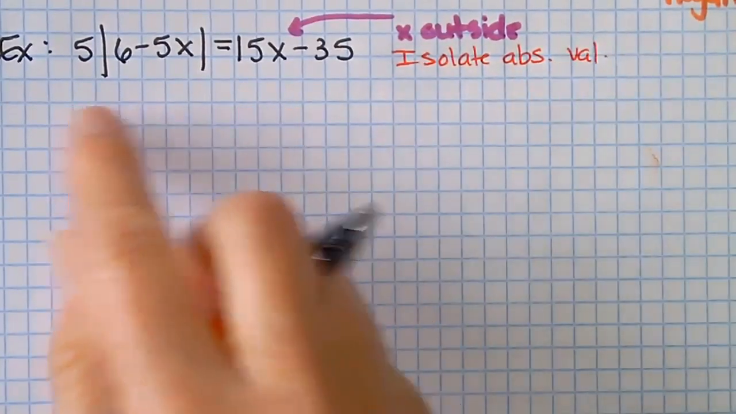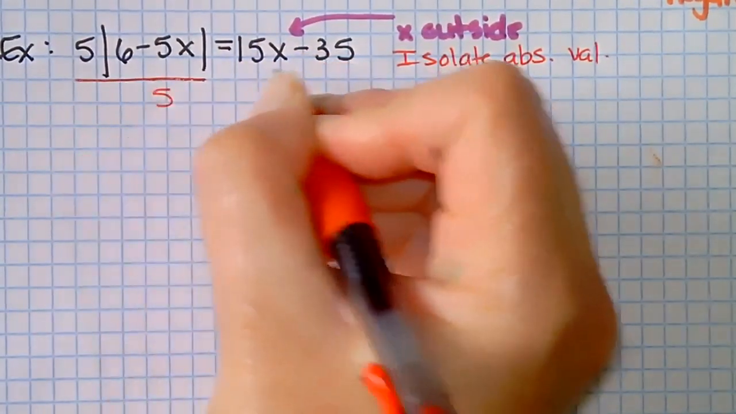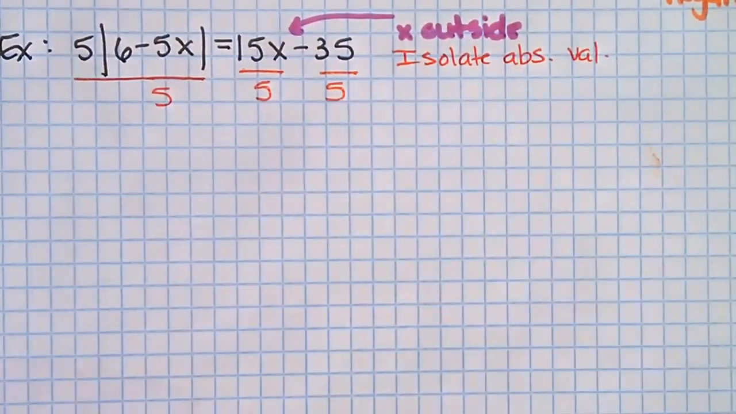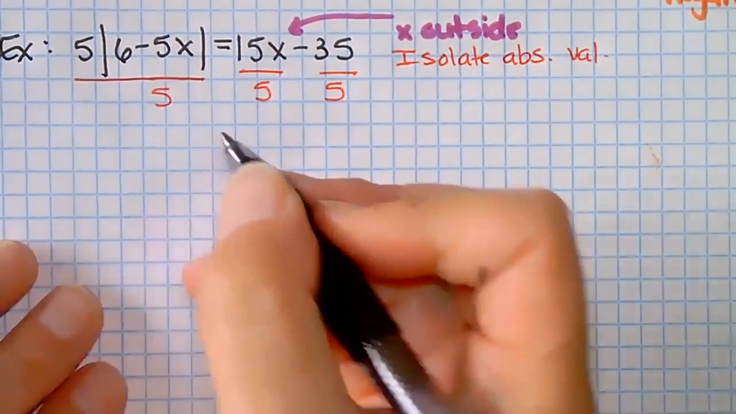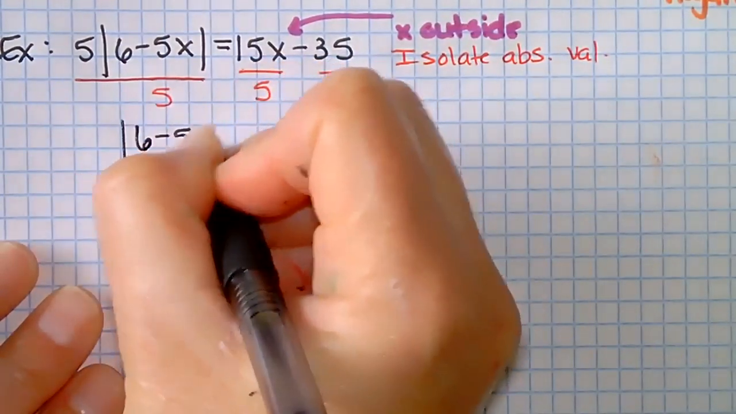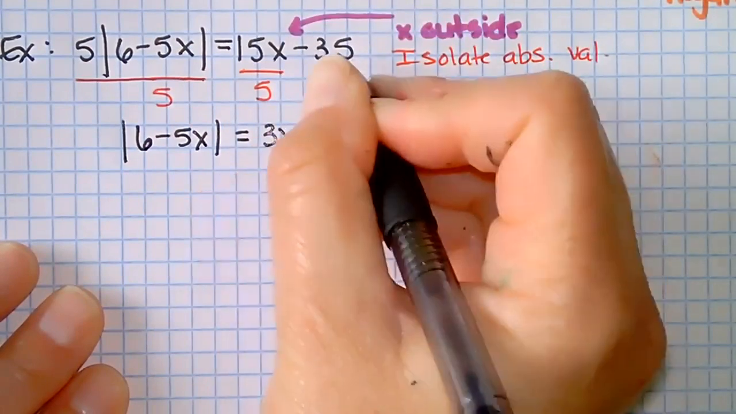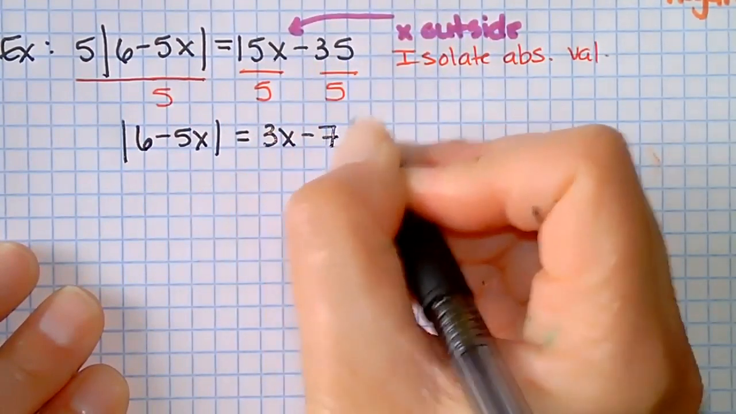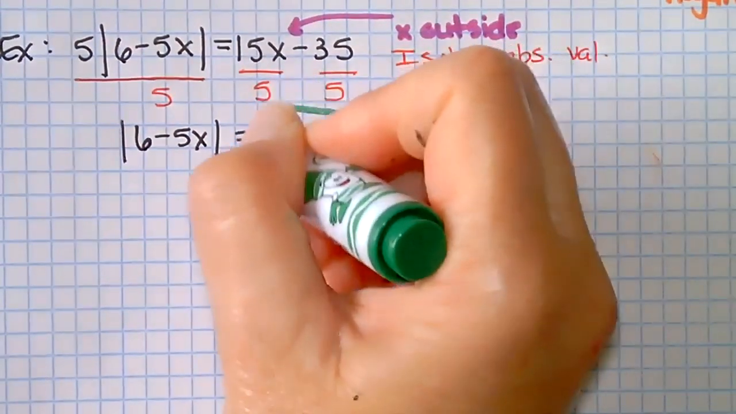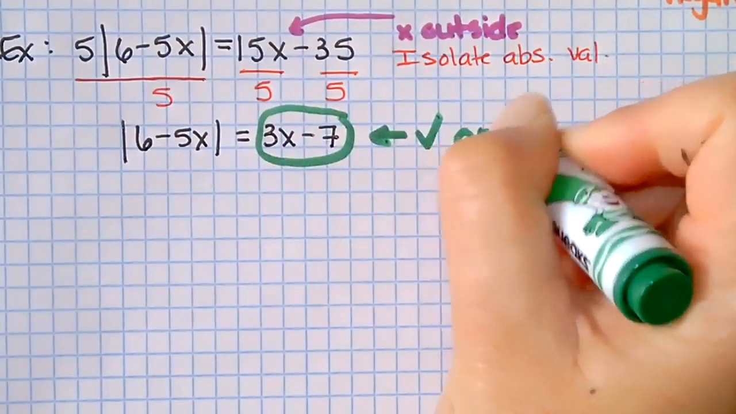Now, in this case, to isolate this absolute value, I'm going to divide this side by 5. And on this side, I'm going to divide each of them separately by 5. I think that math's a little easier, makes it a little nicer for us. Those are going to cancel out, and I have the absolute value of 6 minus 5x equals, here, I divide that, I get a 3x. Divide here, I get a minus 7. So I've isolated it. This right here is where I'm going to check answers.